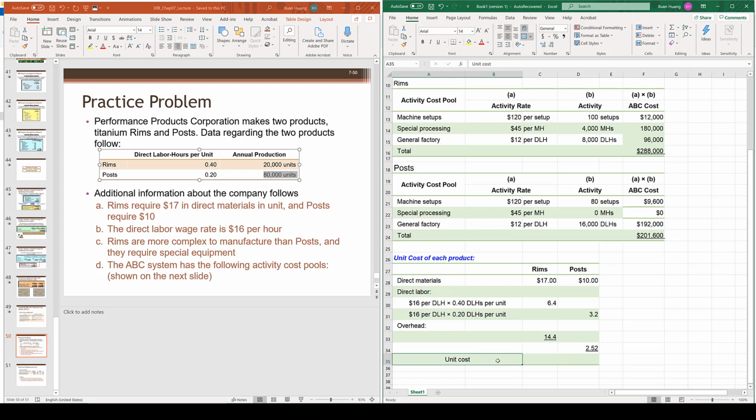Now we can calculate the unit cost for each product. For rims, we add up the three together: direct materials, direct labor, and overhead. Unit cost for rims is $37.80. For posts, direct materials, direct labor, and overhead add up together, and we get that the posts unit cost is $15.72.